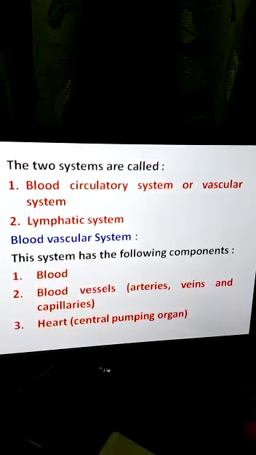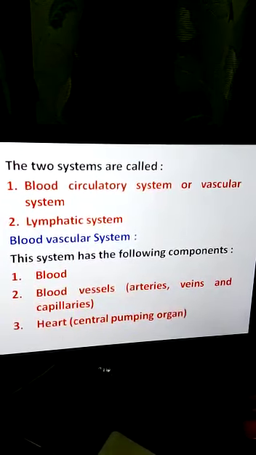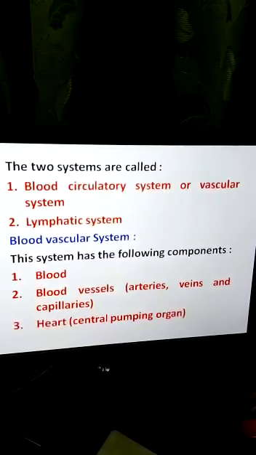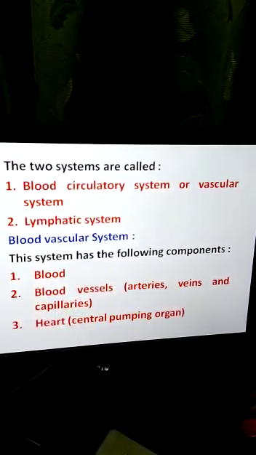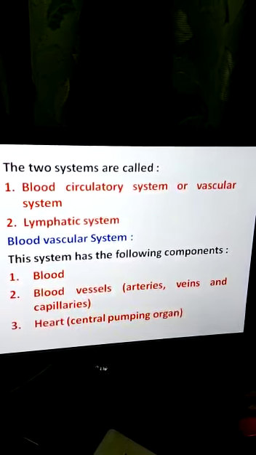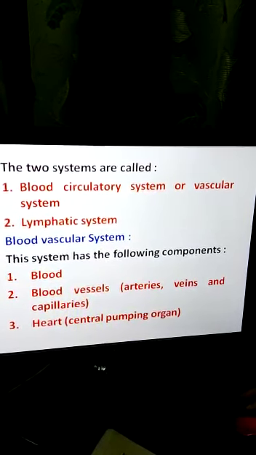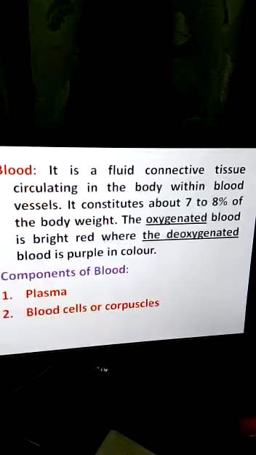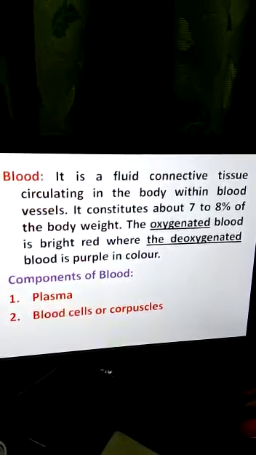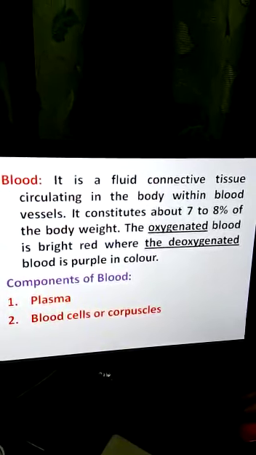Now, the blood vascular system has the following components. Number 1, blood. Number 2, blood vessels. There are 3 types of blood vessels: arteries, veins and capillaries. Number 3 is the heart, that is the pumping organ. Next, blood. It is a fluid connective tissue.